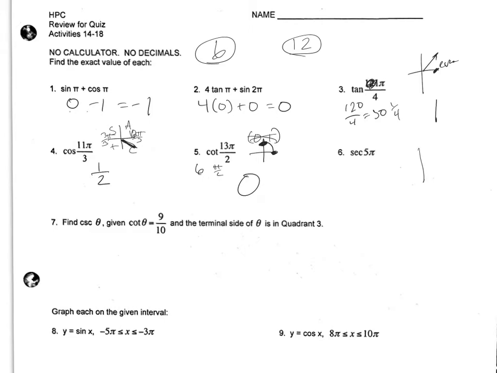5 pi, this is odd. Remember, this is even pi. Odd pi is over here on this side. And so this is the point -1, 0. Secant goes with cosine. The cosine of this number is -1. The reciprocal of -1 is -1.